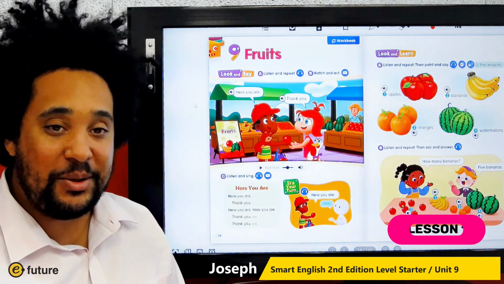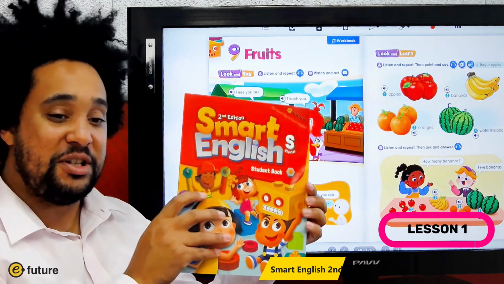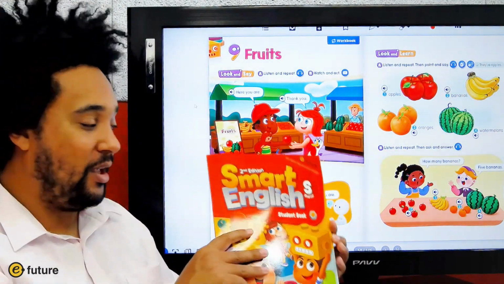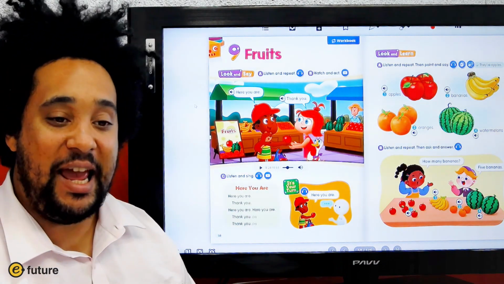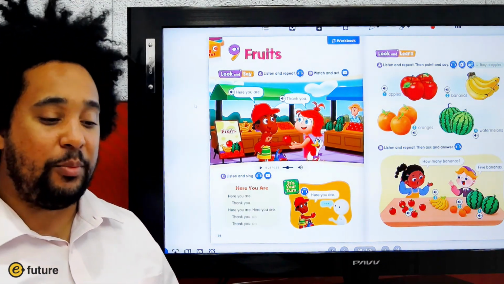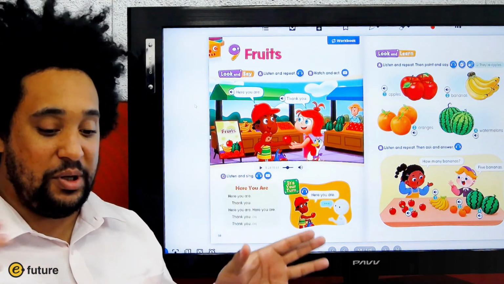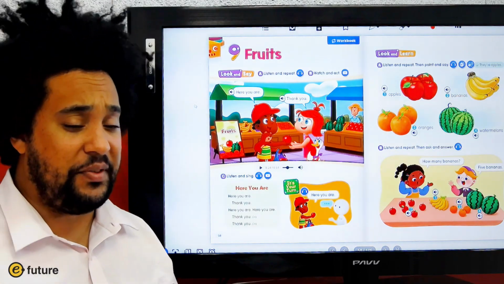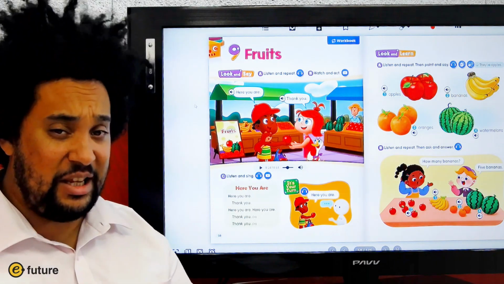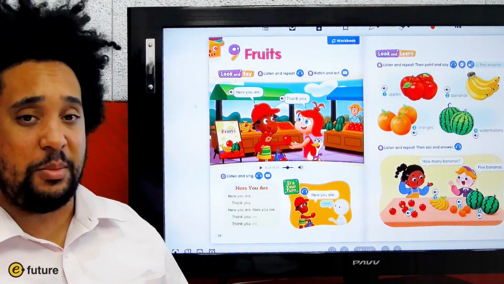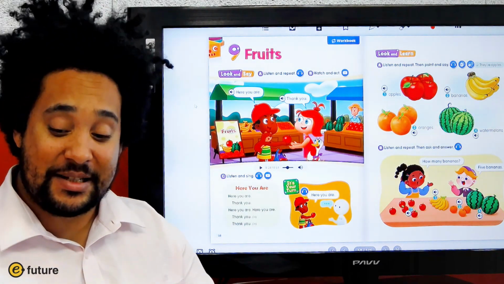Today we are going to be looking at Unit 9 in our Smart English Starters Student Book. So please open your books to page 58. Now, before we start looking at this new unit, we need to review a couple of things. So first, let's think back. A few units ago, we talked about numbers and different objects that we can find in class.